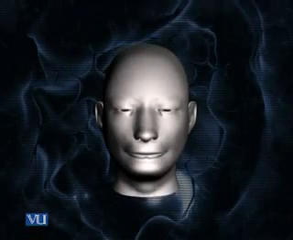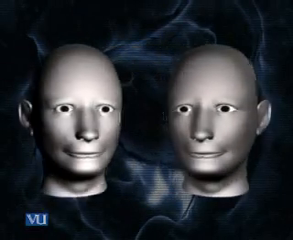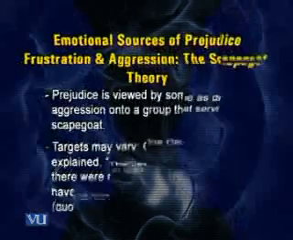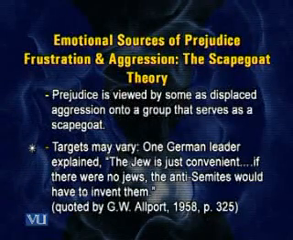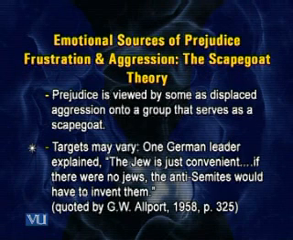scapegoat. और टारगेट जो है वो डिफरेंट सिचुएशंस में स्केपगोटिंग के डिफरेंट हो सकते हैं. सो टारगेट वुड वेरी अकॉर्डिंग टू द सिचुएशन. वन जर्मन लीडर एक्सप्लेन्ड दैट द Jew is just convenient. If there were no Jews, the anti-Semitism would have to invent them, and that is quoted by G.W. Allport, who said it in 1958 on page 325.